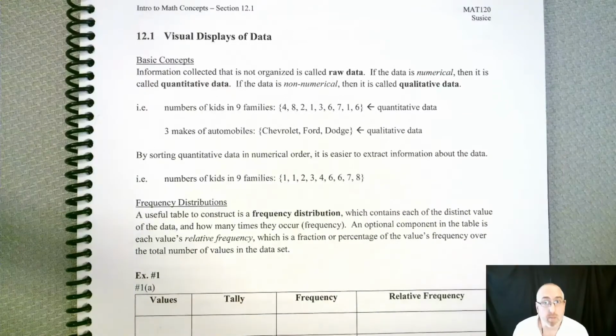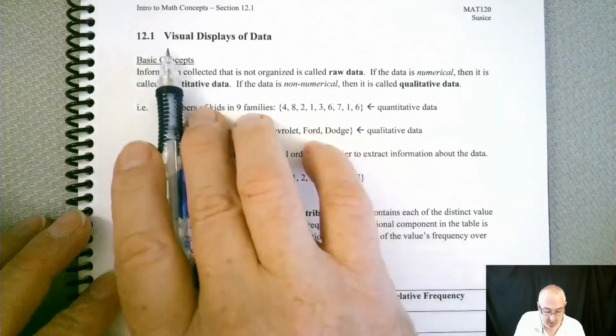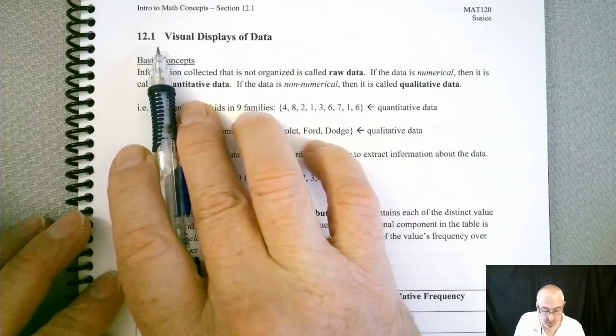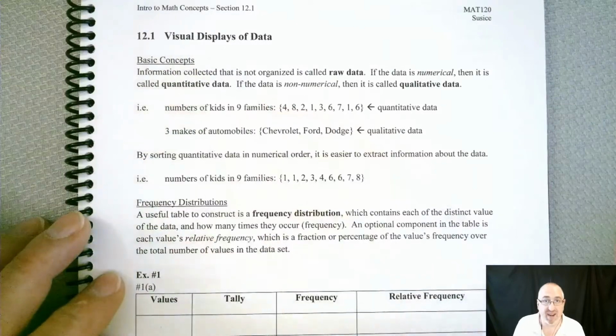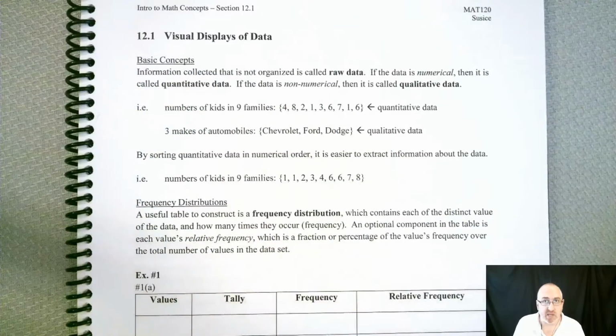Hello and welcome back to the next chapter of the course, which gets into section 12.1 for Math 120. So we're going to jump right in. We've got 12.1, which is going to be on visual displays of data. Now just some basic definitions and terminology to get the ball rolling.